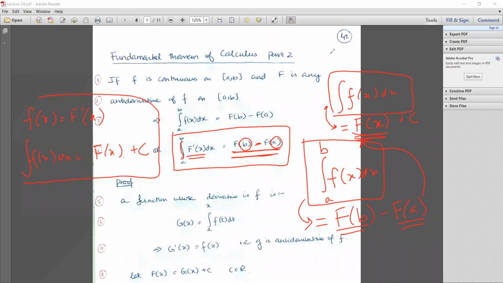Right? So this is the relationship between small f and capital F. Is that clear? Yes, ma'am.